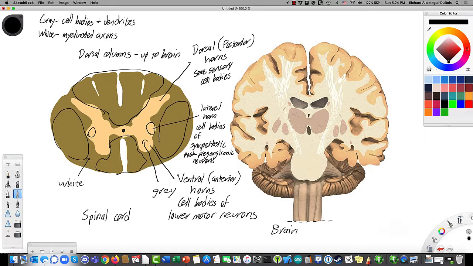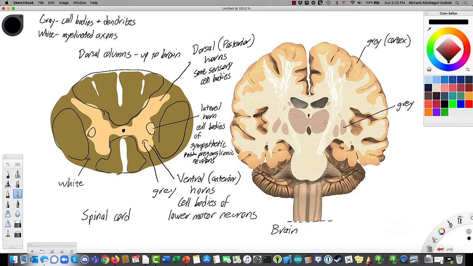Now, in the brain section over here, which is what we call a coronal section of the brain, meaning kind of up and down in the same plane as the face, the gray matter is mostly here on the outside. So this is gray matter of what we call the cortex. But there are also some gray matters deeper down. So this is also gray. These are what are called subcortical nuclei. Specifically, these are basal nuclei.